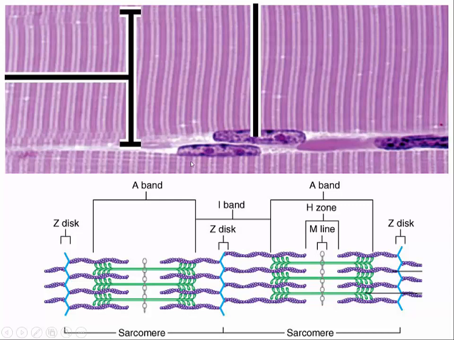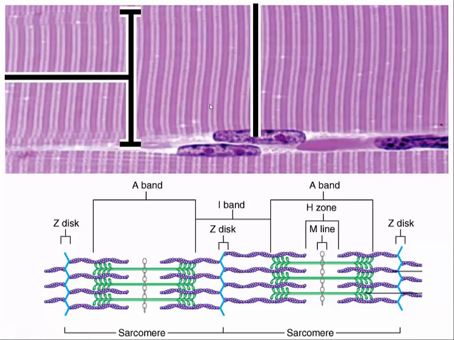One way to remember this is if you say dark, the second letter in dark is A, so we have the A band. Light area, I band: the second letter in light is I, so it's for the I band. So all down the muscle cell, you have thousands, depending on the size of the muscle, millions of these repeating sarcomeres, and that's what gives you the banding pattern in striated muscle.